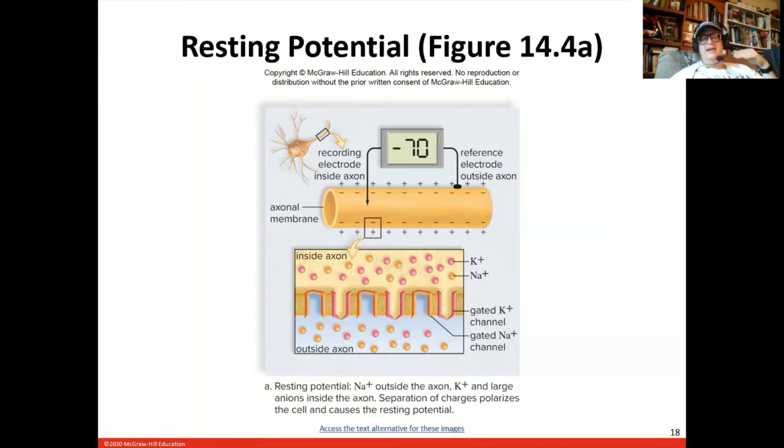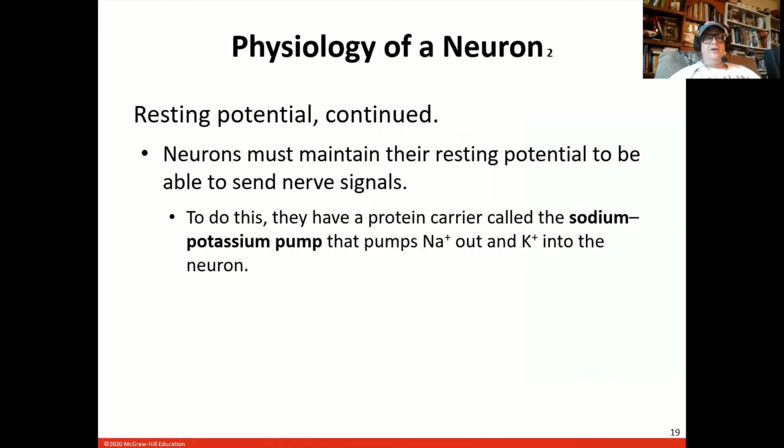If instead of being negative 70, it's like negative 55, all of a sudden that's so close to positive inside. I know it's still negative, but it's so close that we're going to open the channels. And then it will become positive because in comes the sodium. So nerves have to maintain their resting potential and do this. They spend a lot of ATP pumping sodium out and potassium in. Great.